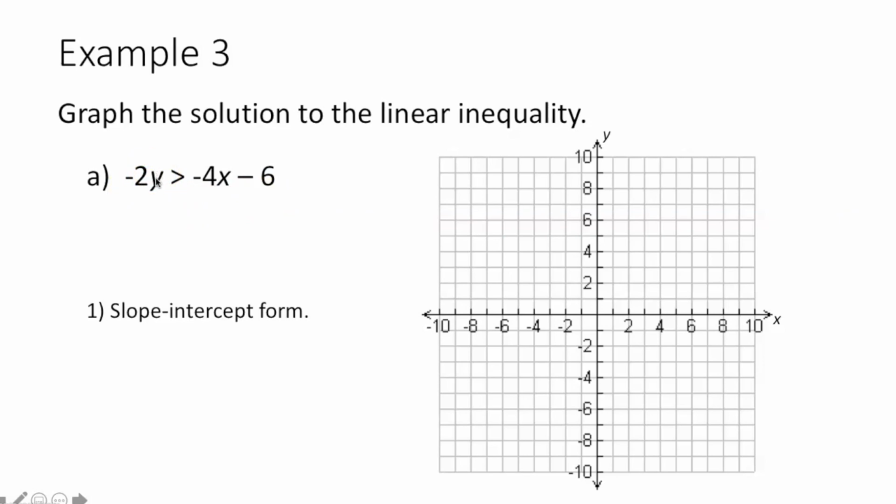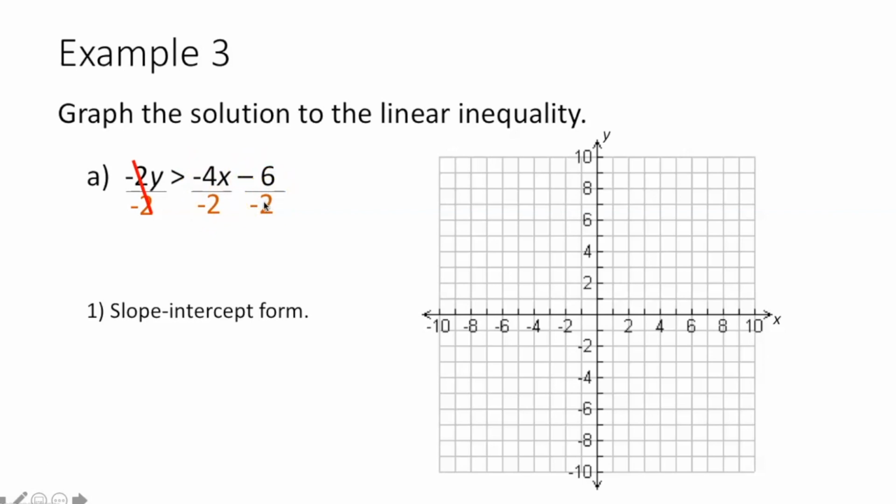Well, to get rid of this negative 2 on the y, we're going to divide both sides by negative 2. And when we divide both sides by negative 2, over here, we divide each term by negative 2. That way, these cancel each other out. And then over here, negative 4 divided by negative 2 gives you positive 2. And negative 6 divided by negative 2 gives you positive 3.